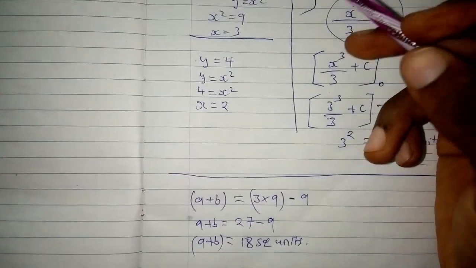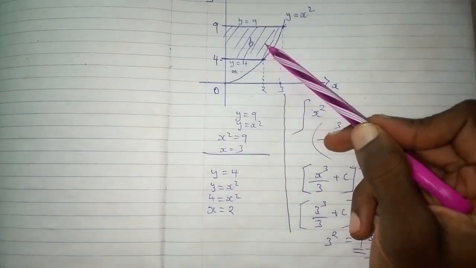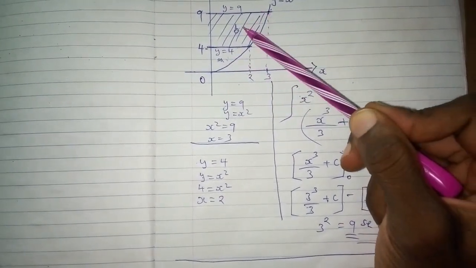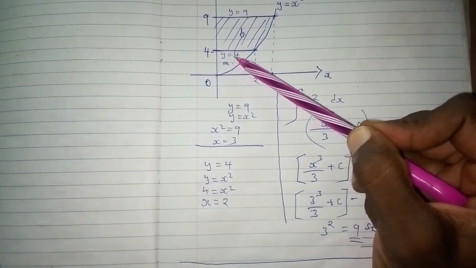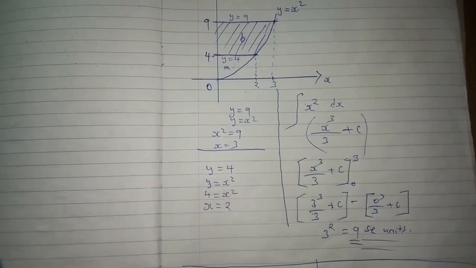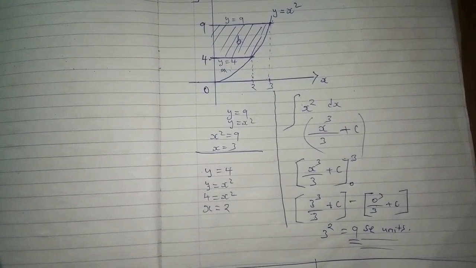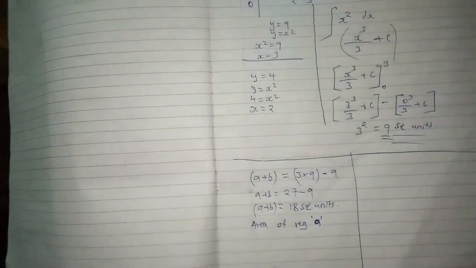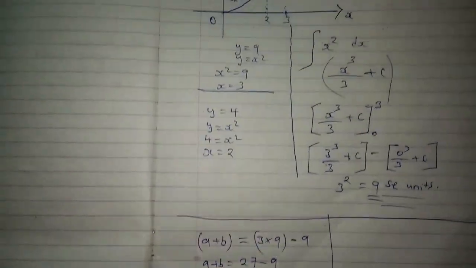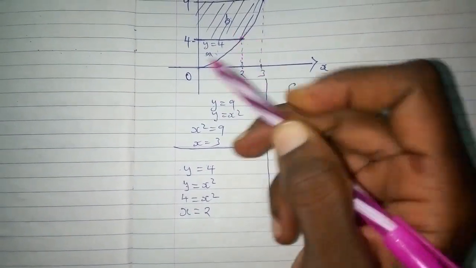So we have A plus B, but the question is to find the area of the shaded region. The shaded region is B, so we must find the area of A, then subtract it from A plus B. How do you find the area of A? For us to find the area of region A, we take this area here, again this is a rectangle. How do we find the area of a rectangle?